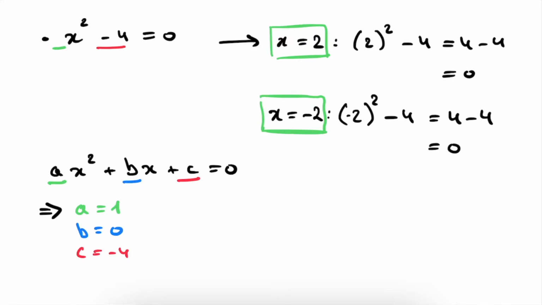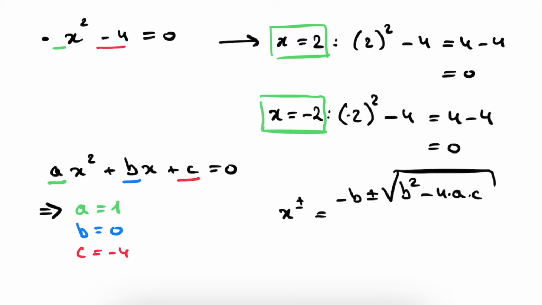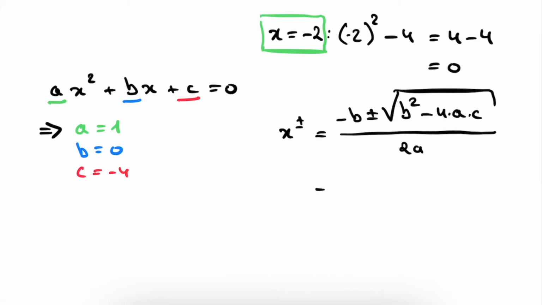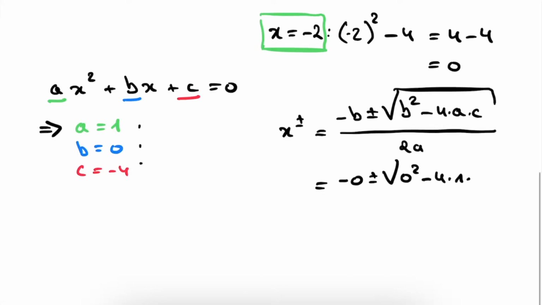If we then use the general form, our two solutions are equal to minus b plus minus the square root of b squared minus 4 times a times c, divided by 2a. Well, we can just fill this in, right? Because we know a, b, and c. So in this case, it becomes minus 0, because b is 0, plus minus the square root of 0 squared, which is 0, minus 4 times a, which is 1, times c, which is minus 4.